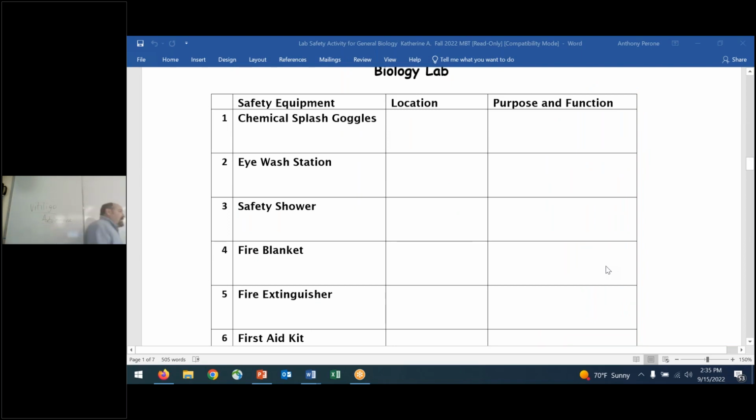So also, these goggles over here. Here we have a station where we would open this up. There are goggles that we can use if needed. They're over here, and they can be sanitized after use.